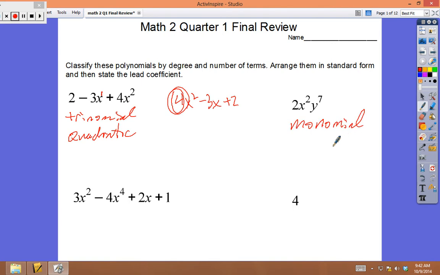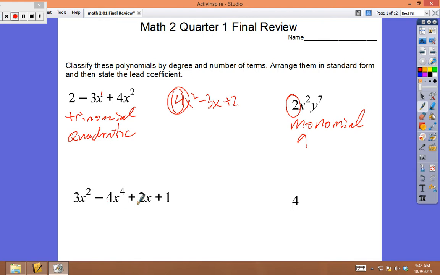The degree is the biggest exponent, and these are kind of together, so the degree is actually degree 9. You add them, 7y's and 2x's, degree 9. It is in standard form already, and the lead coefficient is 2.